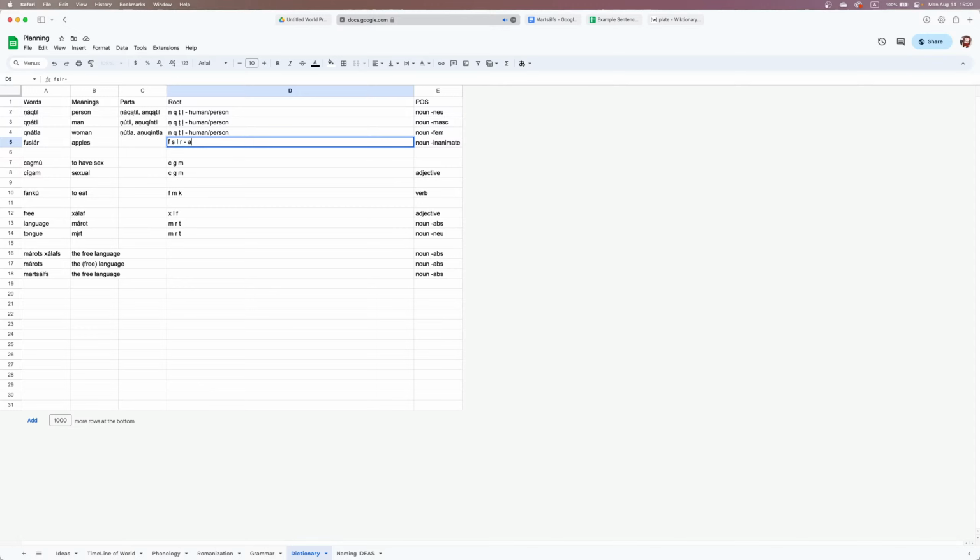Fuslar, apple, that, eat, free, tongue, language. Okay, no. Now the new root is going to be something for to serve slash present.